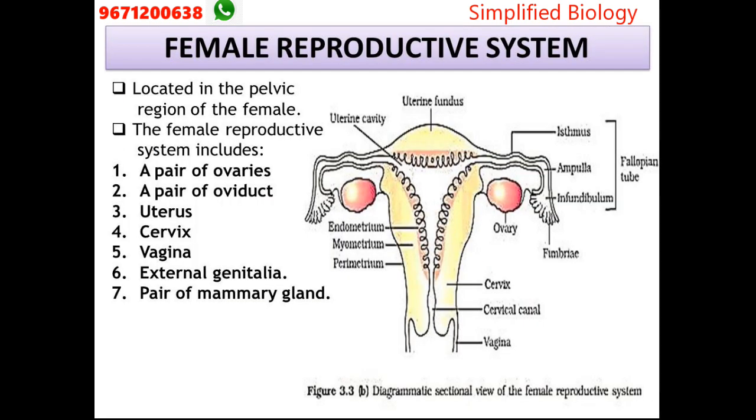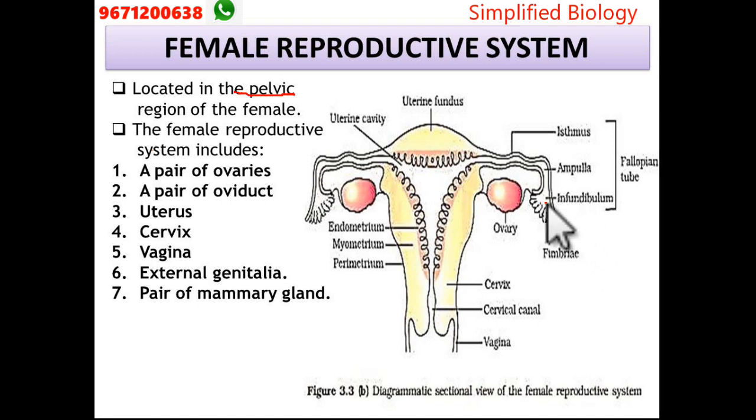Today we are going to start the female reproductive system. As you know very well, that is the location. The location of the female reproductive system is in the pelvic area. Clear, students? In the pelvic area. It consists of how many parts?